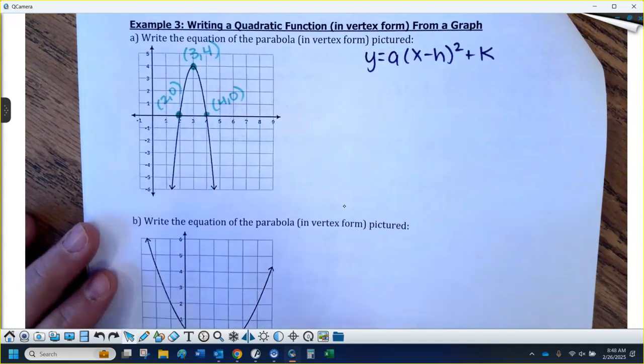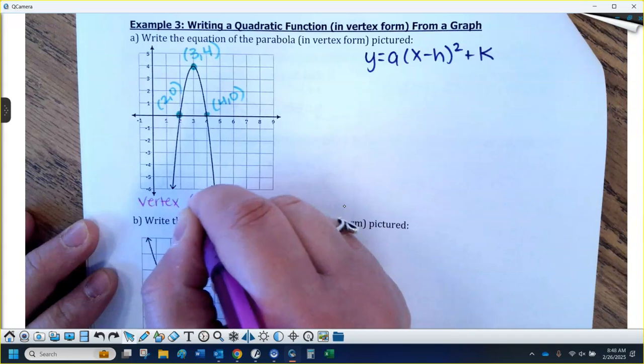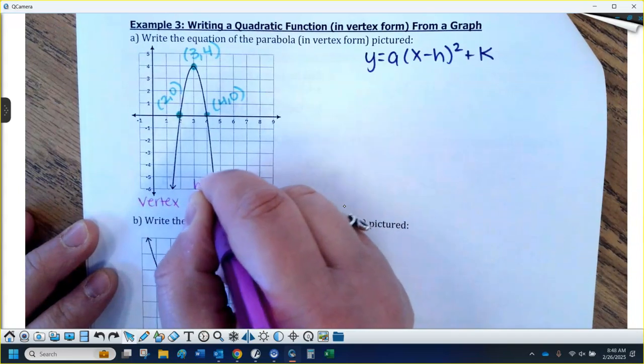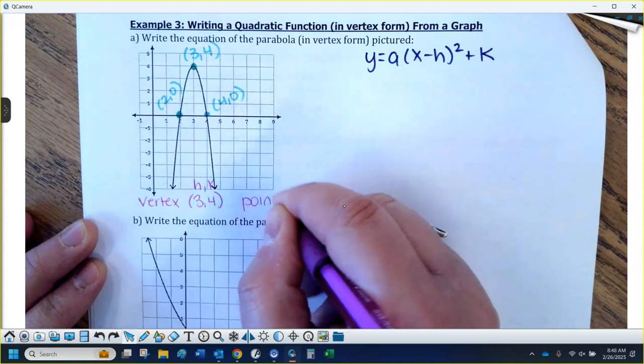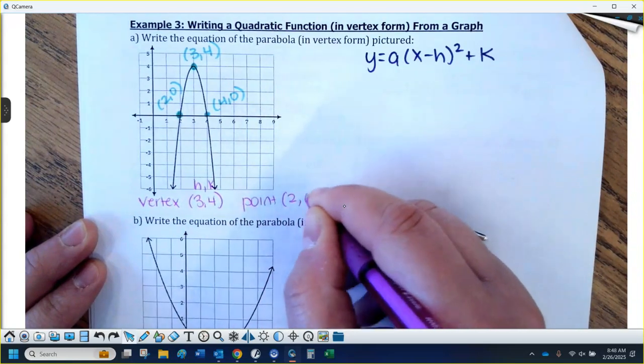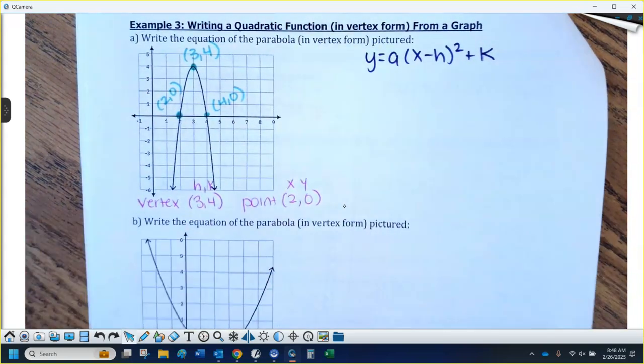Okay, you have to use the vertex. So the vertex here was the 3, 4, and that's going to be my h and k. All right, I'm going to pick the point. It doesn't matter, but either pick the 2, 0 or the 4, 0. It doesn't matter. And we can plug that in for x and y.